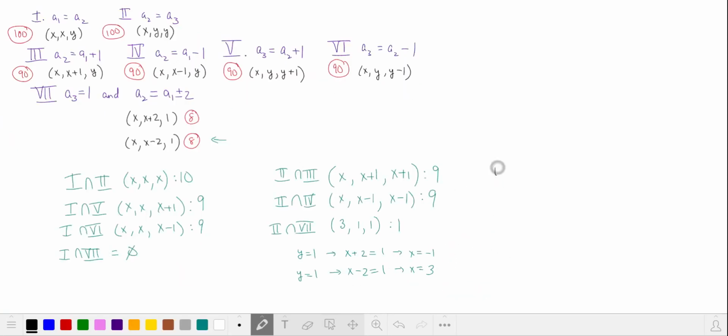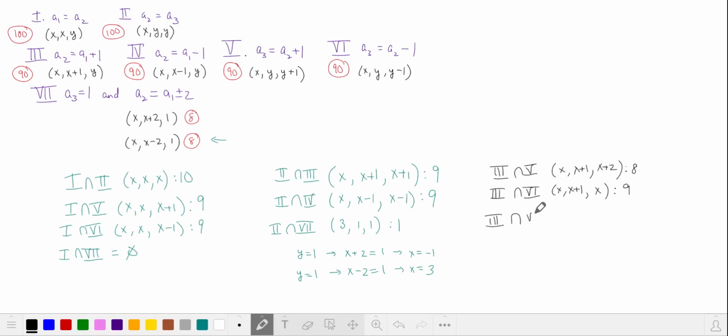Let's compare condition 3 to the others. There's no overlap with 4, but there is with 5. So we'll have x and x plus 1. And then by condition 5, our third term has to be one more than the second. So this is x plus 2. This is 3 consecutive integers between 1 and 10, and there are 8 of them. Let's compare 3 and 6. By condition 3, we have x and x plus 1. And by condition 6, our third term is going to be 1 less than the second, so we're back to x. 2 consecutive integers, there are 9 of them.